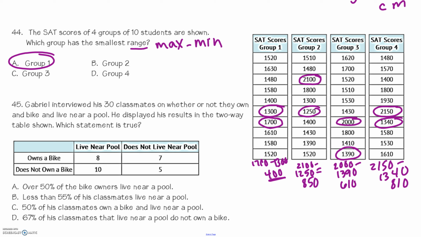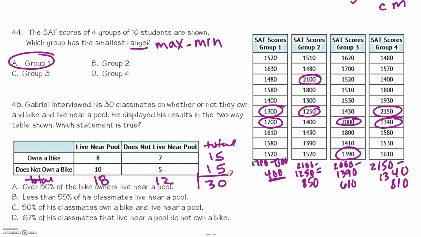Okay, so first of all, I notice there's no totals here. So I'm going to give myself some totals because I just like to have them. If I added the totals, 8 plus 7 is 15. 10 plus 5 is 15. If I did the same thing here, that's 18, that's 12, and what they should give me is a grand total of 30. Okay? So I want to know which is true.